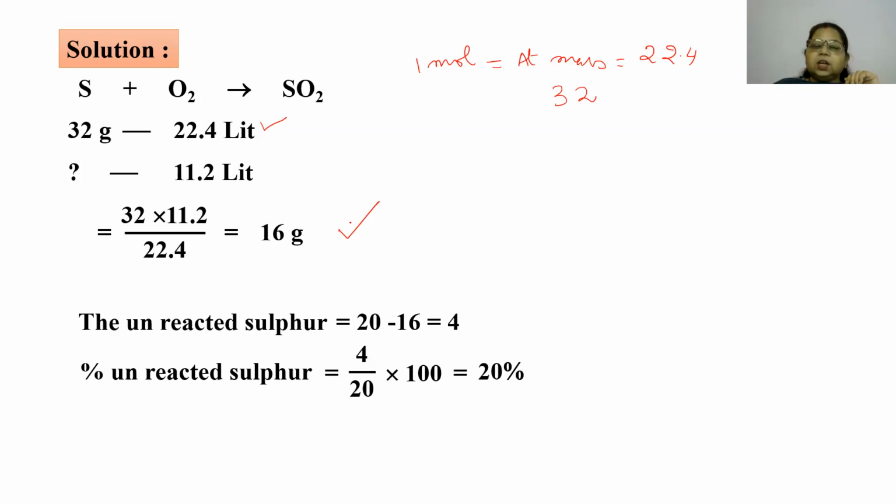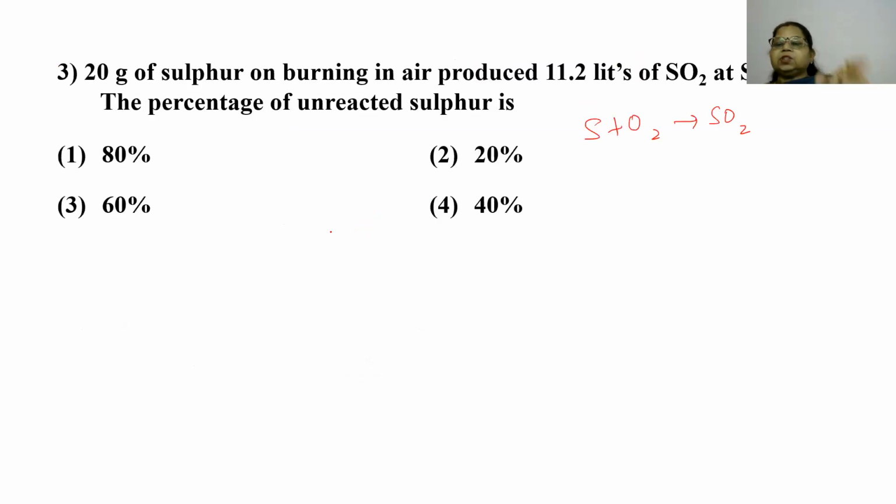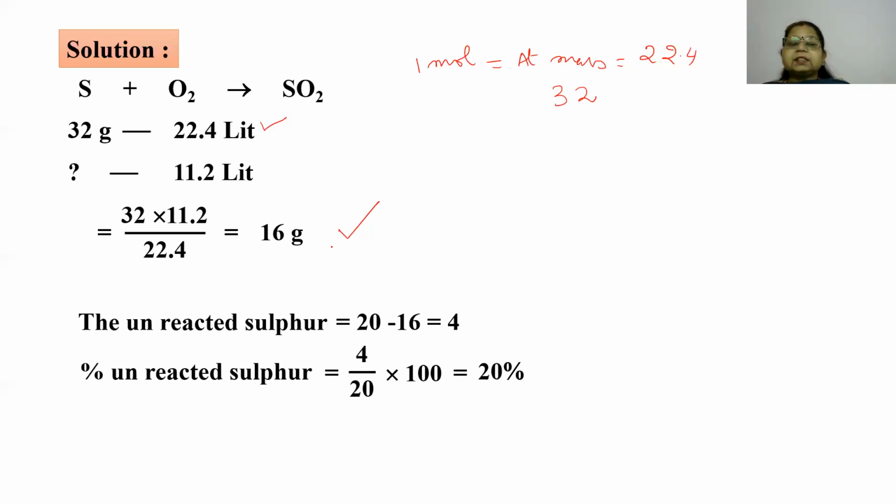Right? So the amount, you were given total 20 grams. Remember? In the question, I gave you 20 grams of sulfur. So out of 20, 16 has reacted. That means how much is left? That is 4 grams left, right? So what is the percentage? Amount left upon total into 100, that is 20%, right?